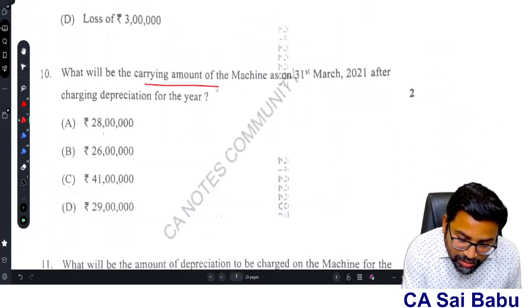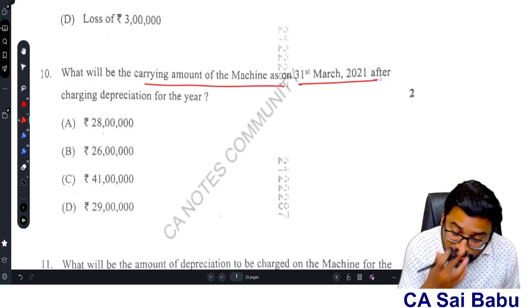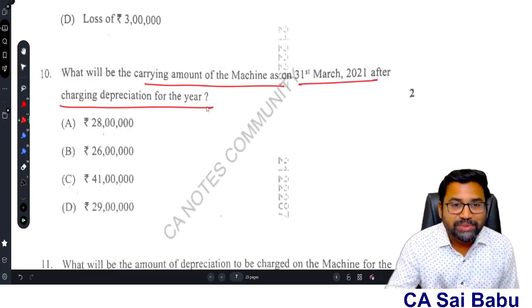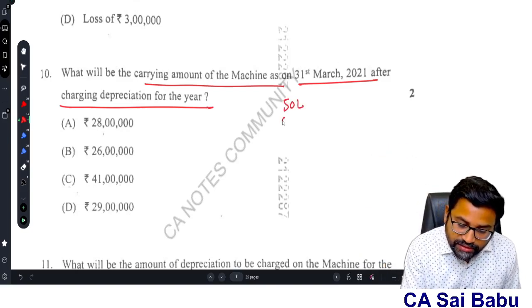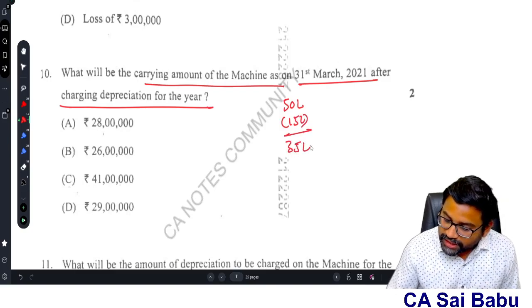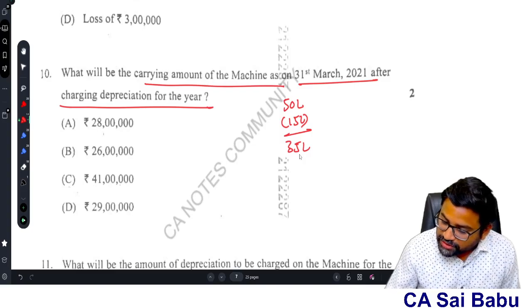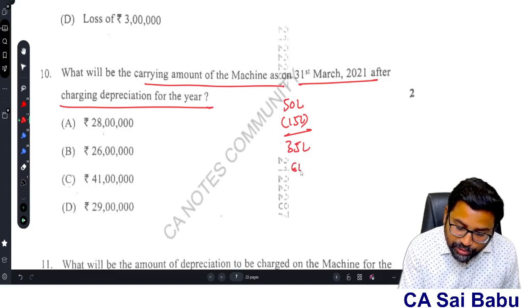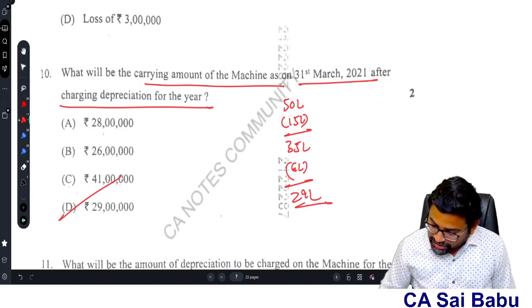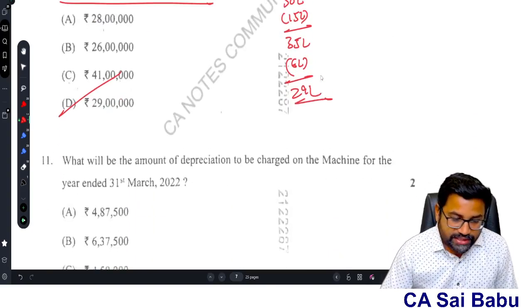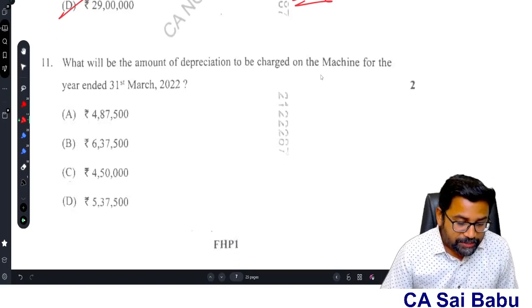What will be the carrying amount of the machinery as on 31st March 2021 after charging depreciation? So that means he is asking initial, sir. Actually 50 lakhs, less grant 15 lakhs, 35 lakhs, sir. 35 minus residual value 5, so 30 lakhs divided by 10 years. So 2 years depreciation, if you provide 6 lakhs, so 29 lakhs is the answer. So 10th, option D is the answer. That is the carrying amount after depreciation.